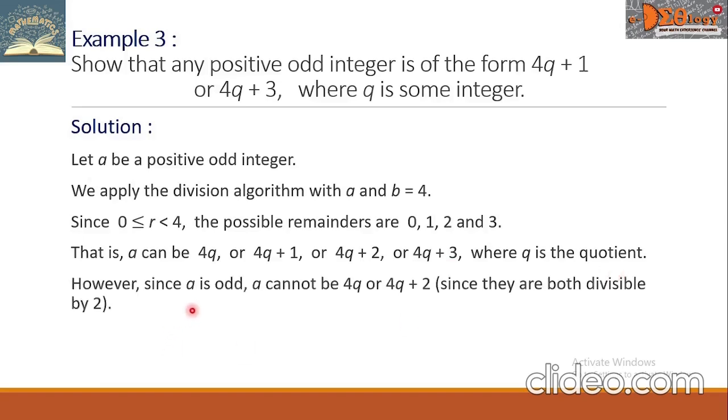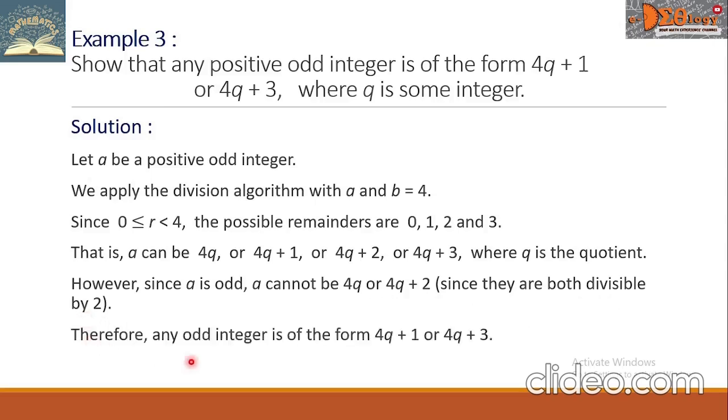However, since a is odd, a cannot be 4q or 4q plus 2, since they are both divisible by 2. Therefore, any odd integer is of the form 4q plus 1 or 4q plus 3.